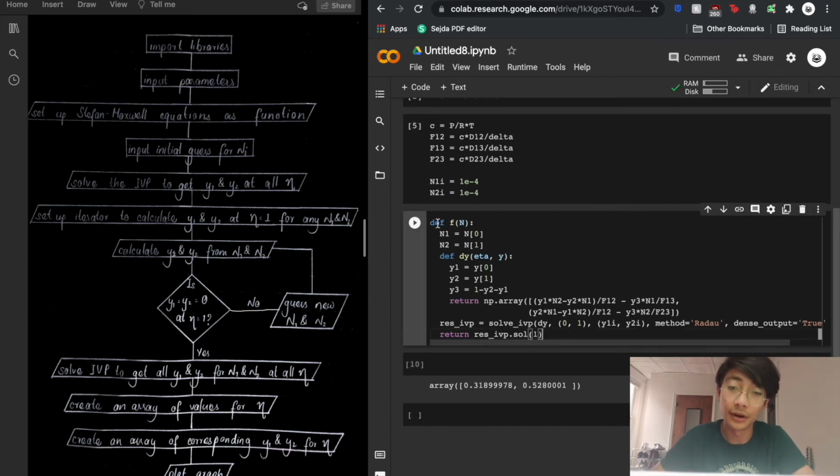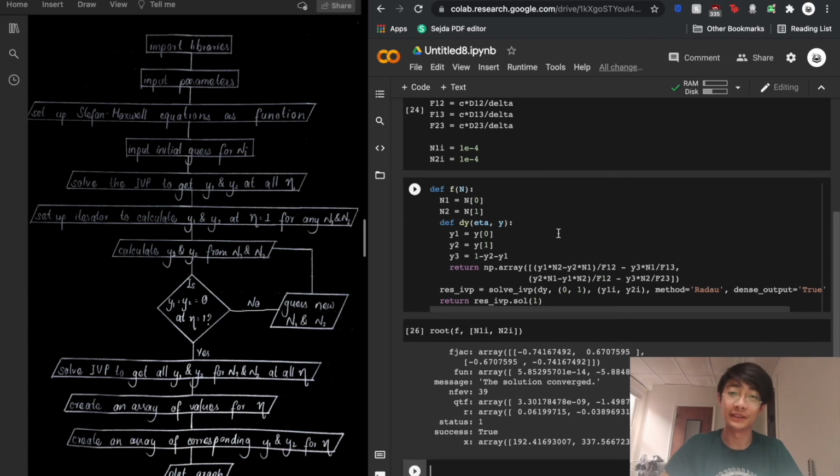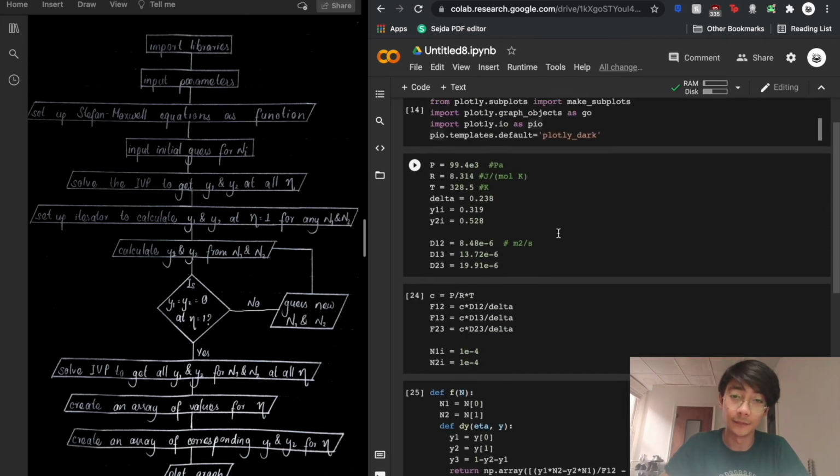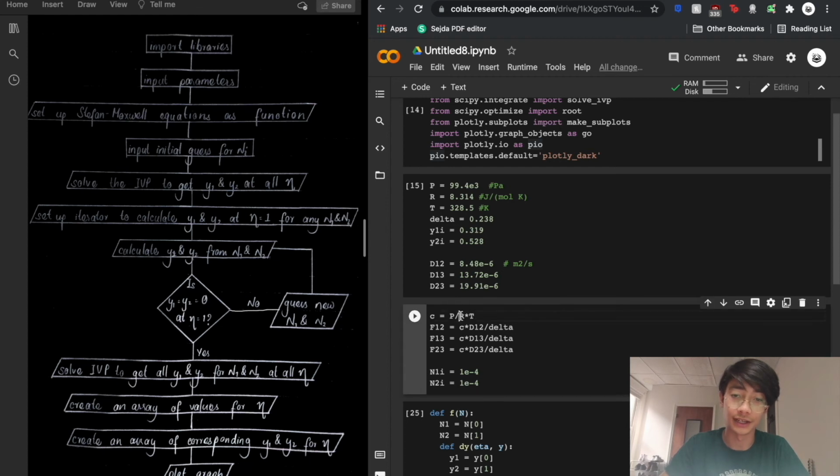So what this part of the code basically does is that it takes two values, n1 and n2, and then it gives us the values of y1 and y2 when eta equals 1. Okay, it looks like I've made a small error here. So when we calculate the value of concentration, I did not include R and T in parentheses because we know that it's actually P divided by the product of R and T, not P divided by R multiplied by T. So by not putting in the parentheses, how this worked was that Python calculated P divided by R first and then multiplied the result by T.